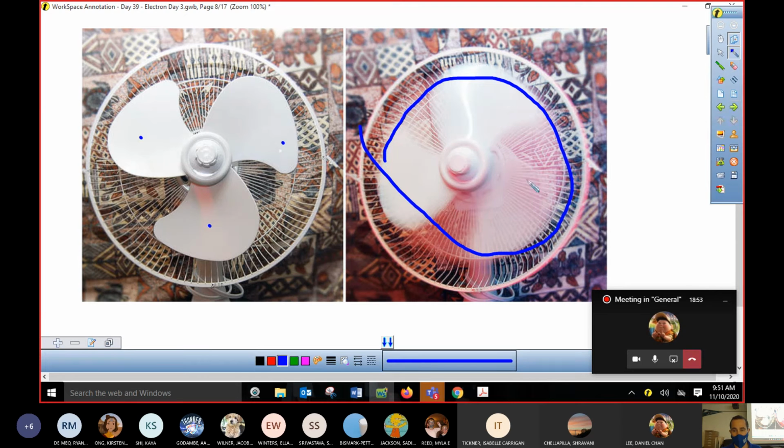So think of electrons moving like fan blades when the fan is on high speed. They're somewhere in there. We don't know exactly where, but we know they're there. Or you can think of an airplane propeller.